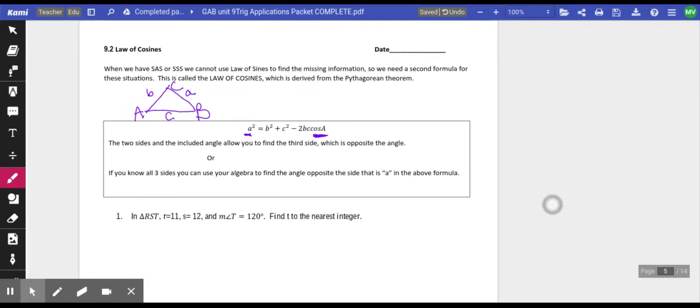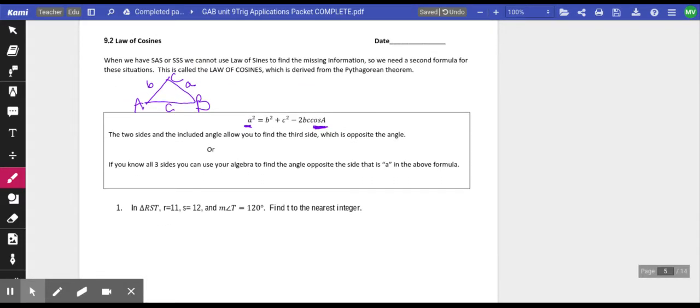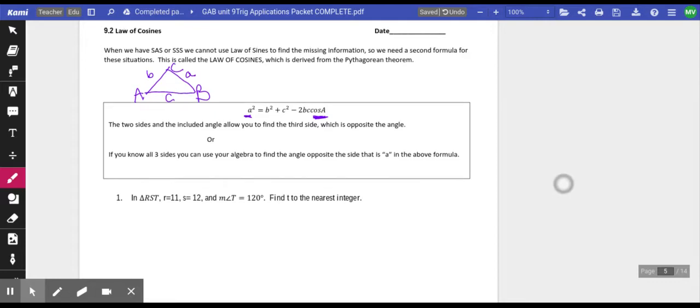So we can use this to find the third side, given two sides and the included angle, which is the opposite angle. And if I know all three sides, I can use it to find all the angles. So let's do an example.